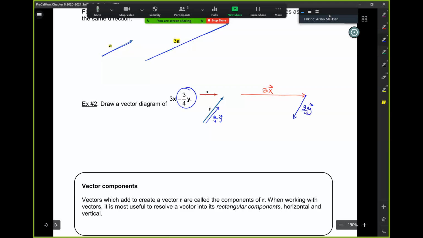But look, you know what I have so far? This is not 3X minus 3/4 Y. This is just 2 random arrows, because this is a sum or a resultant. To get a sum or a resultant, the real answer, the result, is that final arrow from the very beginning to the very end. Now that in green, this is 3X minus 3/4 Y.